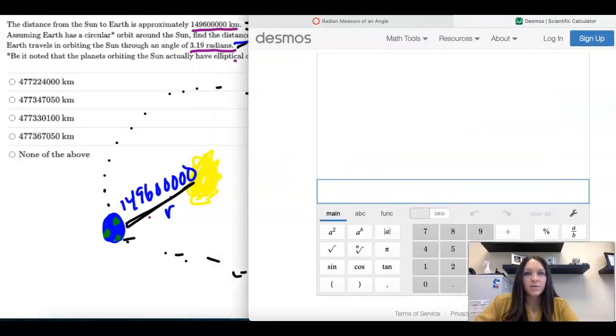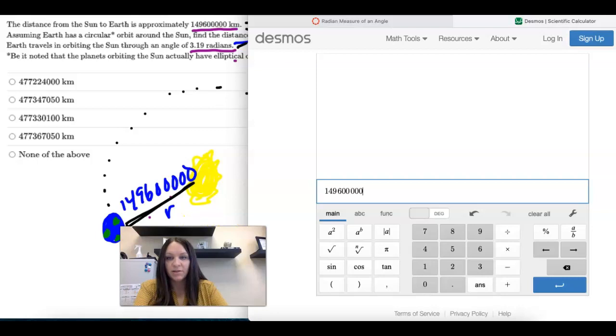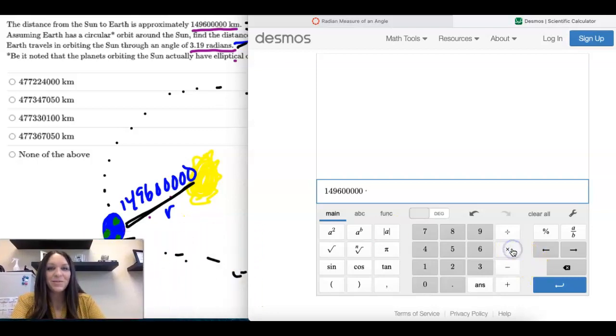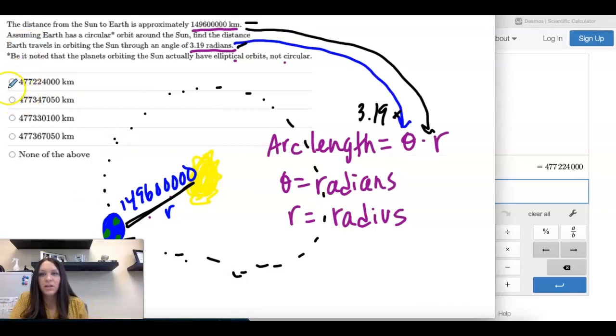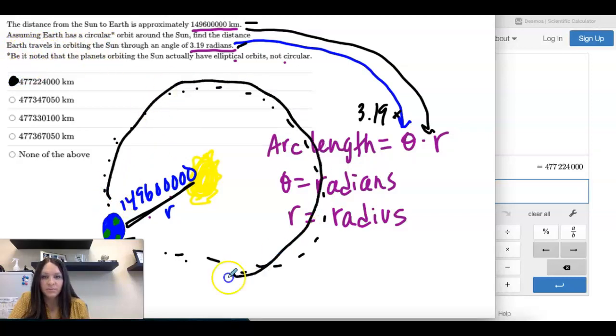So here's Desmos. I type in the radius times 3.19. So that's about 477 million kilometers. This would be the distance the Earth travels. Okay? So when you have a problem like this, multiply. That's the point. Multiply those numbers.